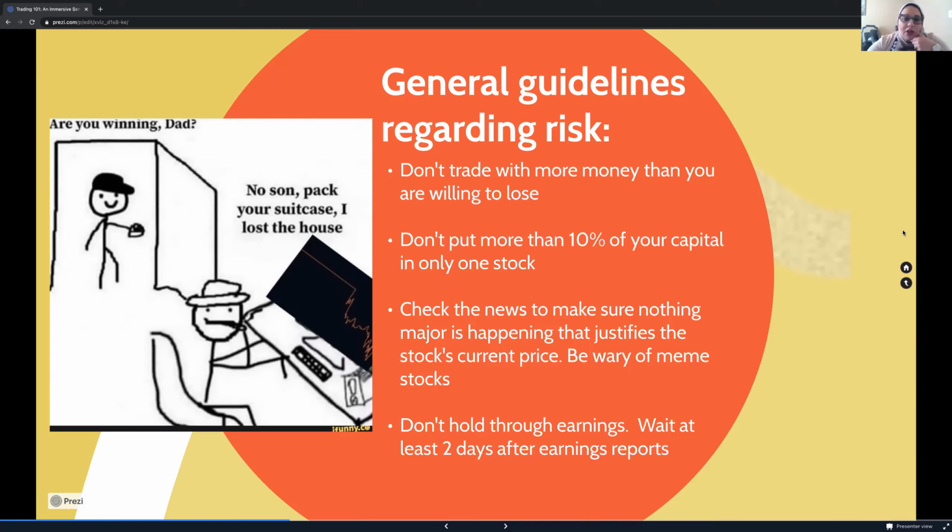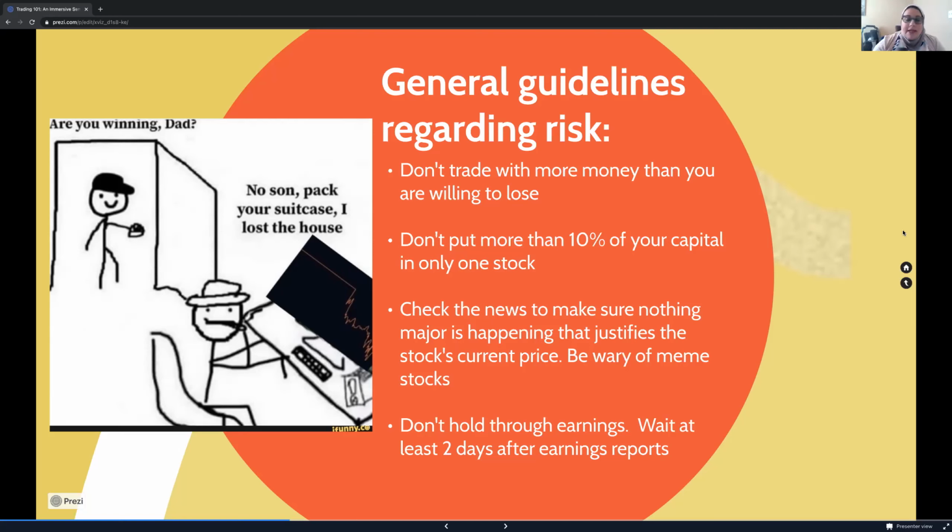Another thing is, check the news. Check a headline just to make sure there's no major scandal happening. I don't want to get into a company that's having really bad PR because it could turn into a falling knife. So if I see really bad PR, I'm going to wait and see what happens. So just check the news headlines, make sure their CEO is not getting accused of money laundering or something like that.